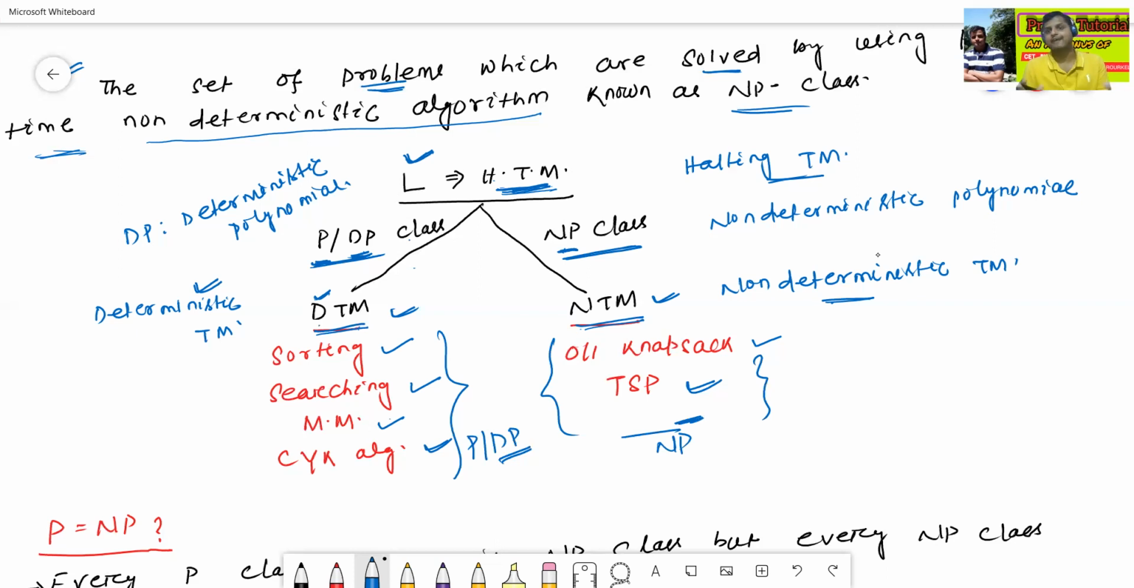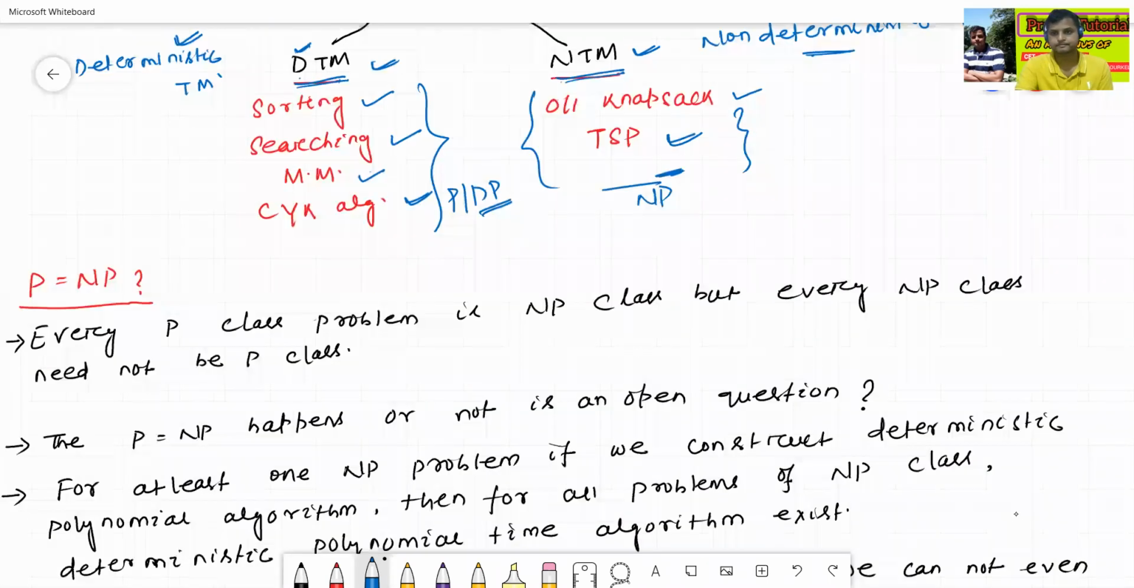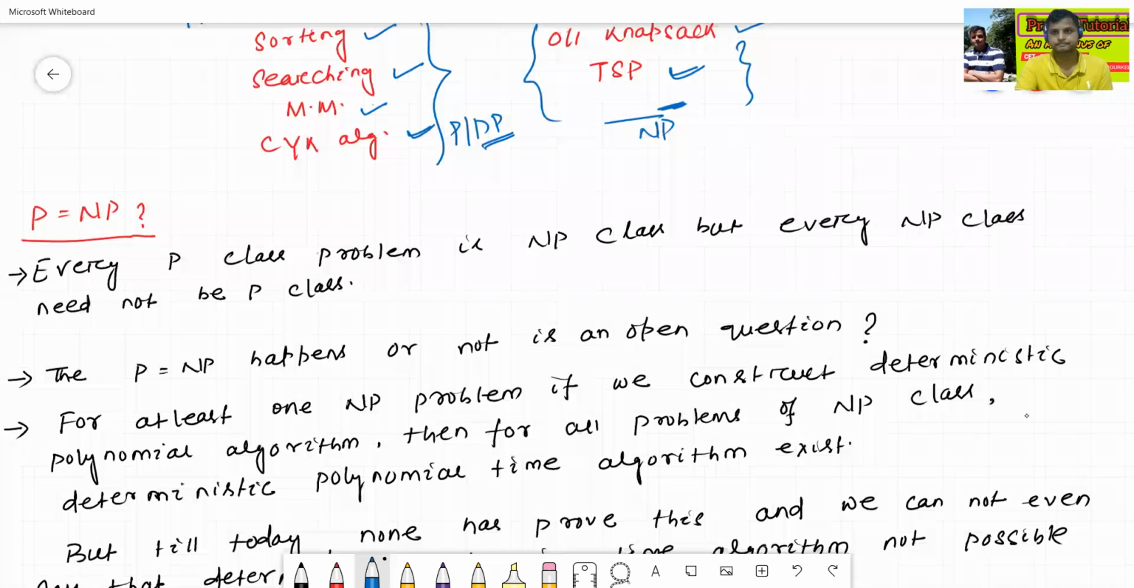So we have already discussed the definitions of P and NP class and some examples of each. Now we'll see the next concept: is P, the polynomial class, equal to NP, the non-deterministic polynomial class, or not? P equals NP, is it true or false? Now we'll see the important concept. P equals NP, yes or no?